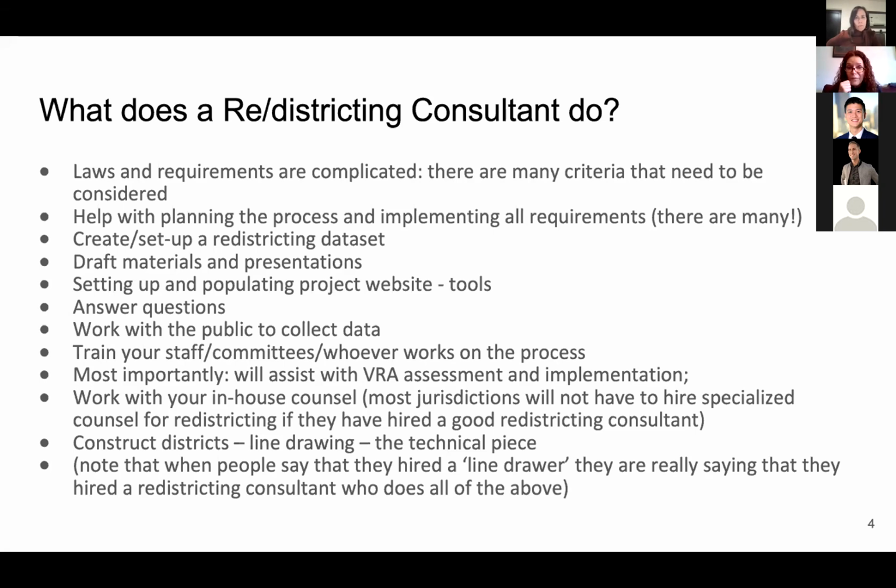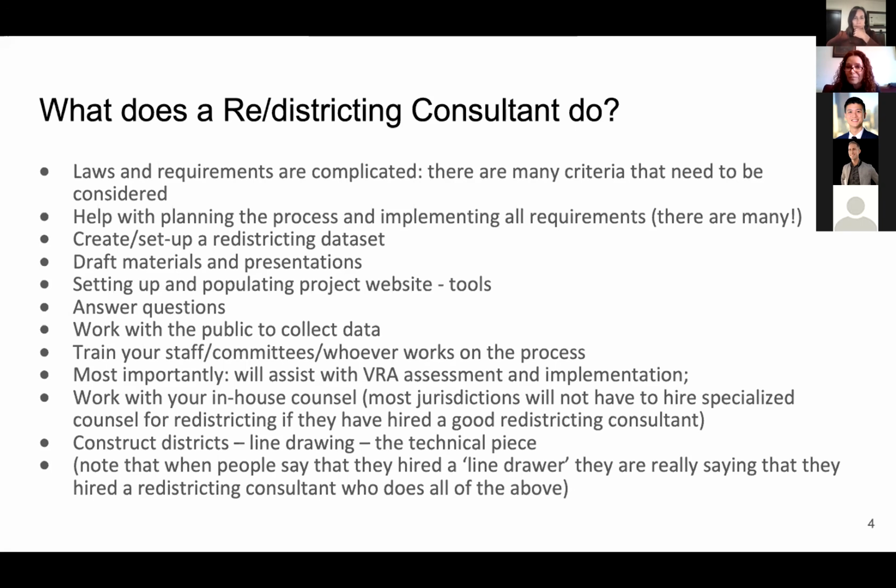I think for most jurisdictions, you don't really need specialized counsel, even though it may sound daunting. A good redistricting consultant can help you with the implementation of pretty much everything. And then they also construct districts. They do the line drawing.